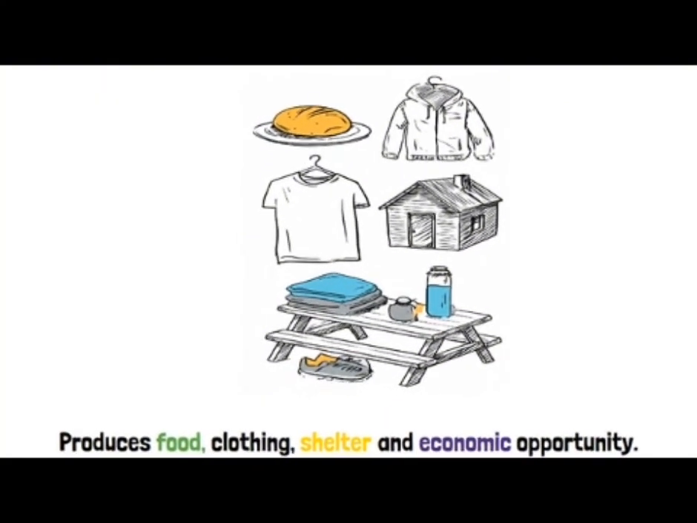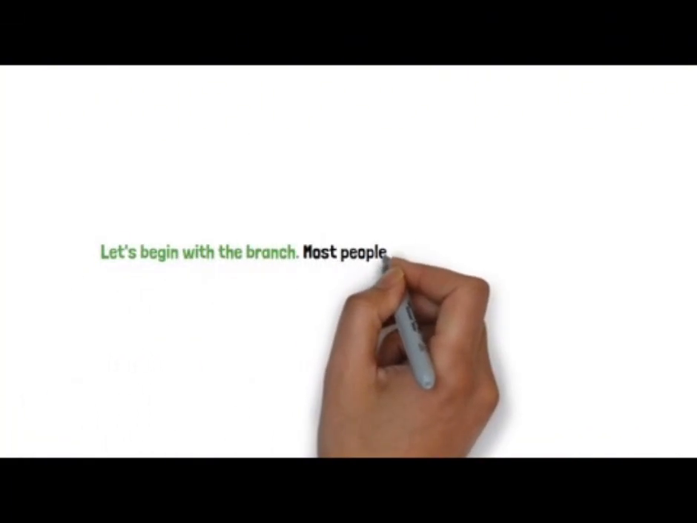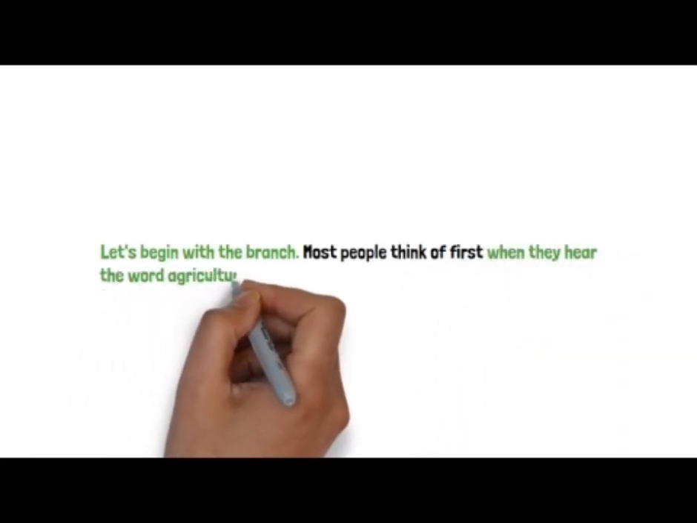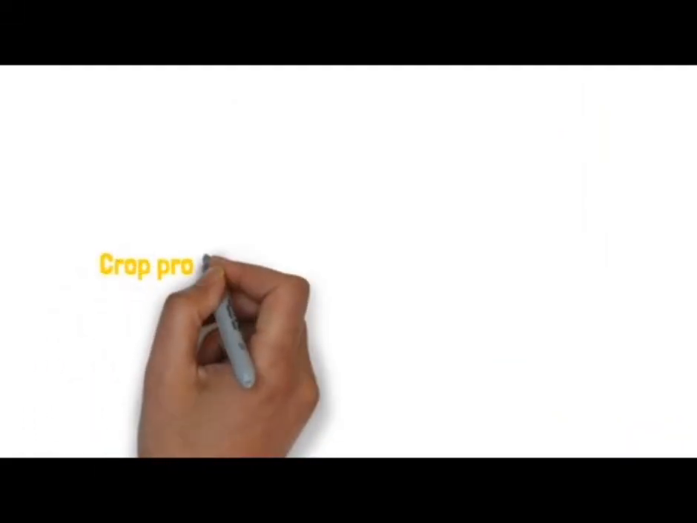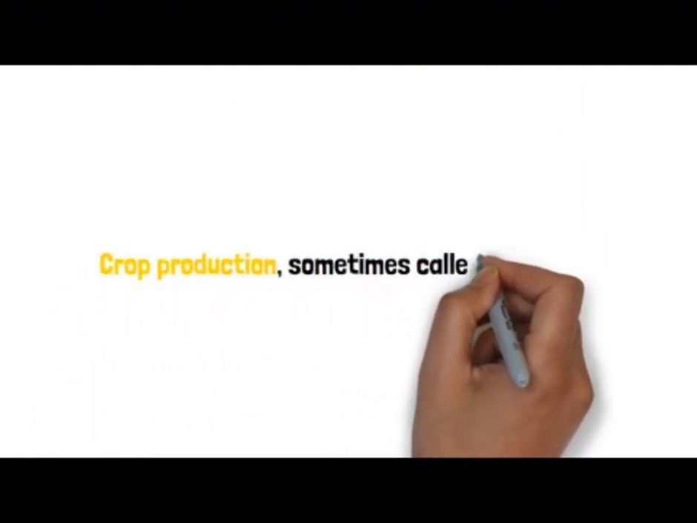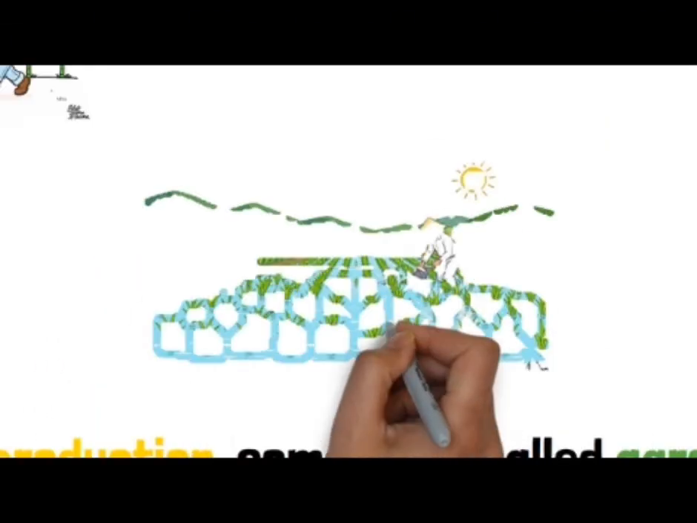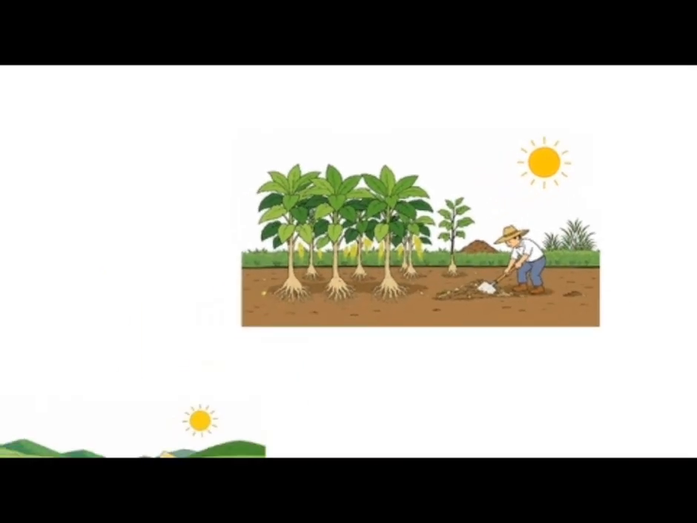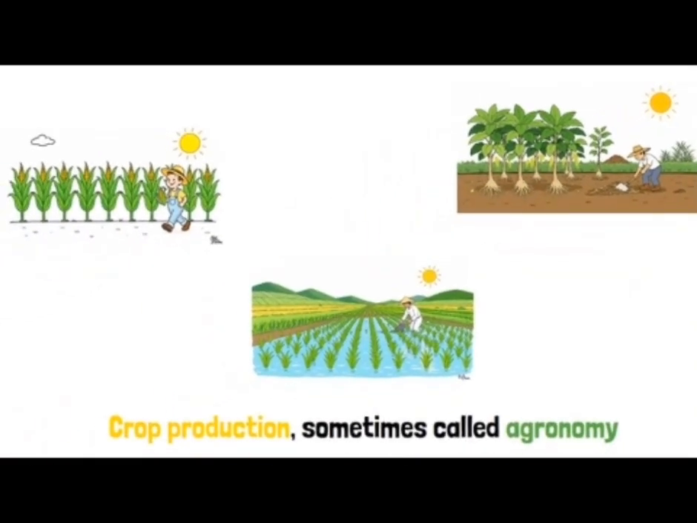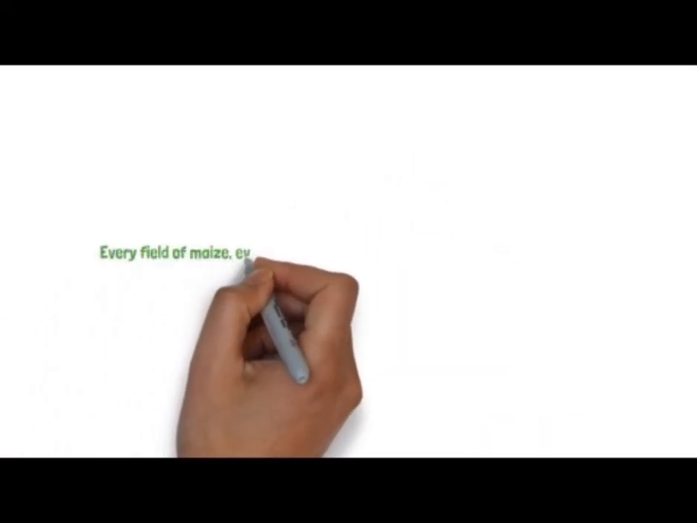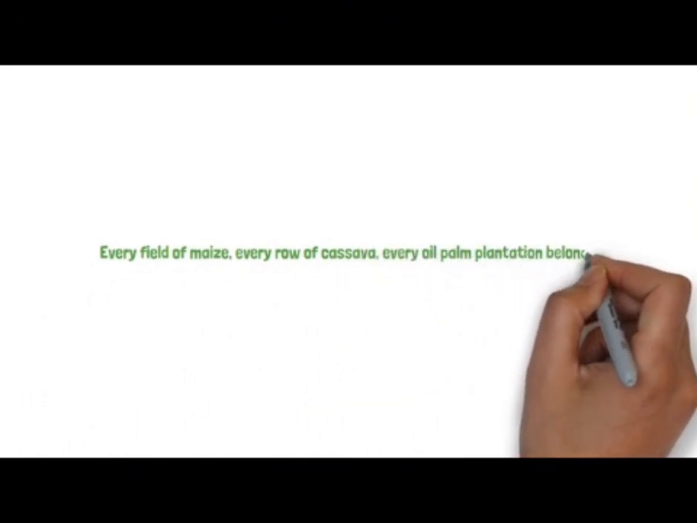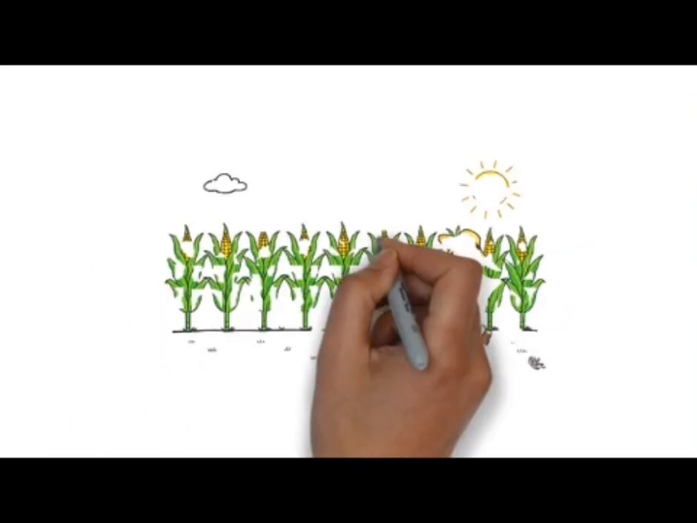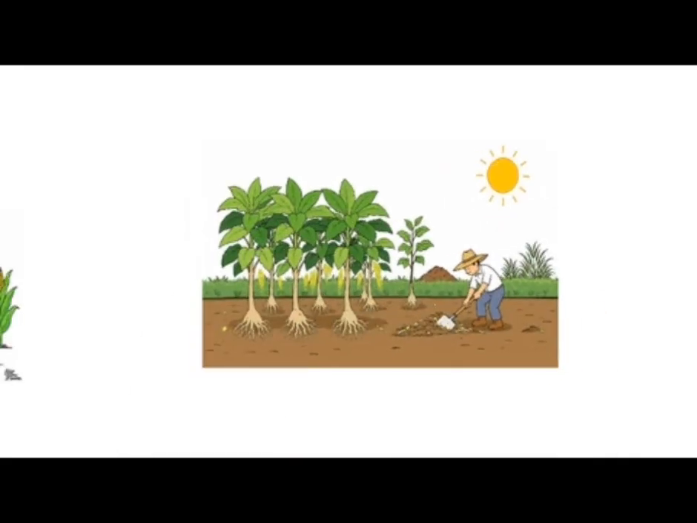Let's begin with the branch most people think of first when they hear the word agriculture. Crop production, sometimes called agronomy. This is the growing of plants for food, fiber, fuel, and raw materials. Every field of maize, every row of cassava, every oil palm plantation belongs to this branch.